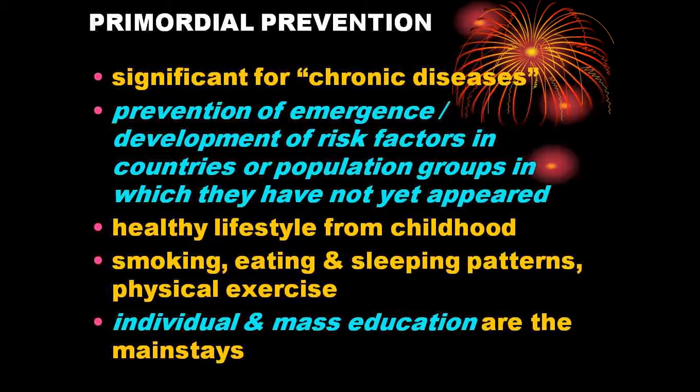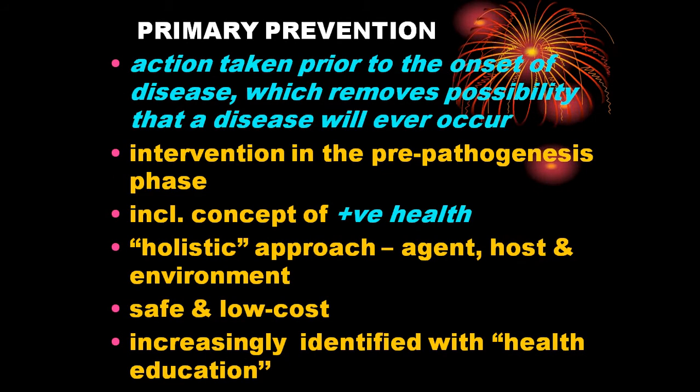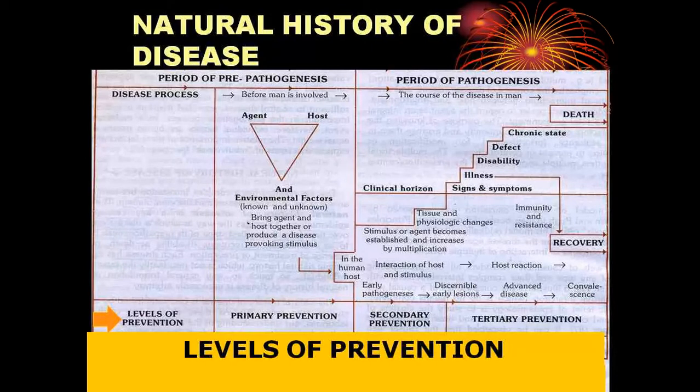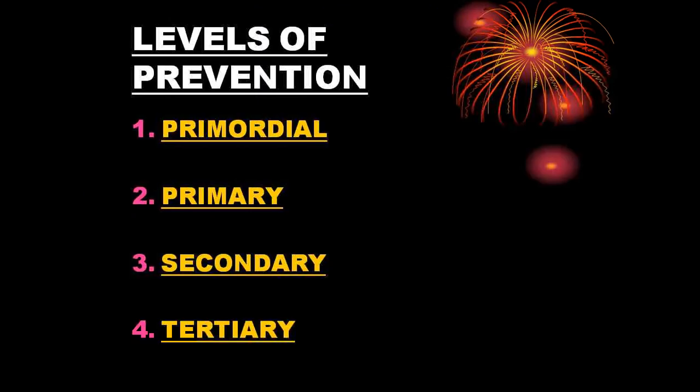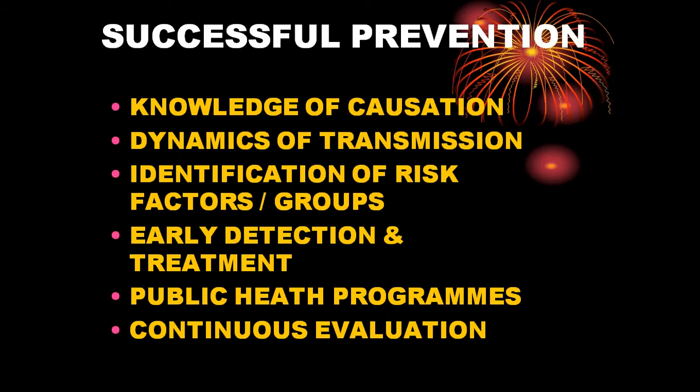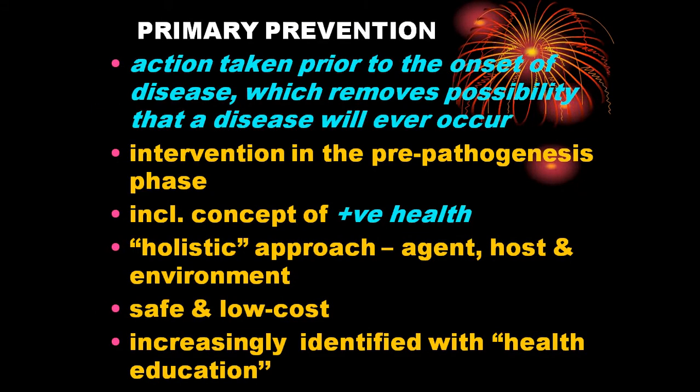Primordial prevention. Please appreciate what is primordial prevention. It is not primary prevention. Primary prevention is action taken prior to onset of disease. And therefore, I'll again go back to this diagram. Primary prevention is in the pre-pathogenesis phase when agent, host, and environment are present. In primordial, you cut out the agent and you develop a healthy host and also perhaps healthy environmental factors. Therefore, it comes much before pre-pathogenesis. But once you have the disease process, you will have to take primary prevention.